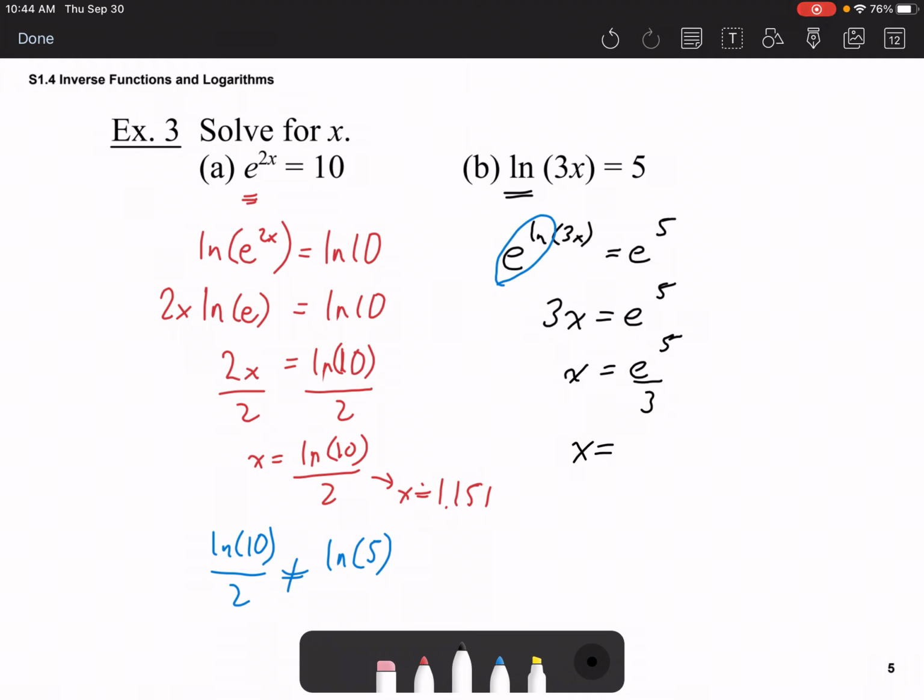Again, using our calculator, we can approximate this to be approximately 49.471. And that's how you solve for functions with e or ln in the actual equation. And thus concludes this lesson.